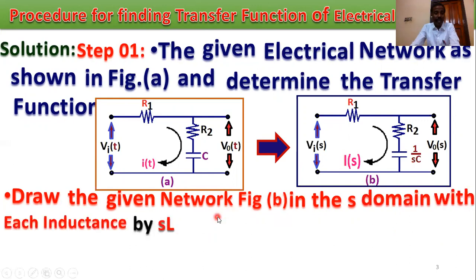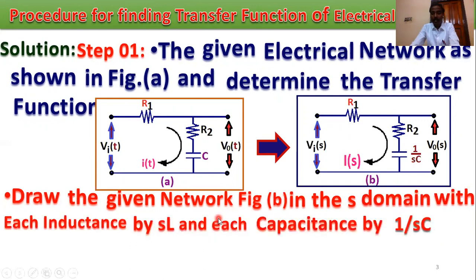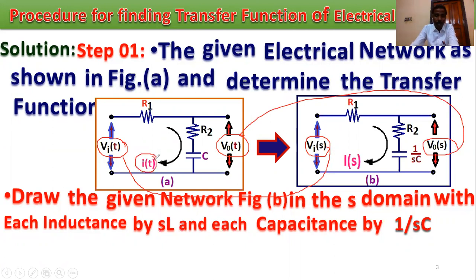With each inductance replaced by SL and each capacitance by 1/SC. In this case, Vi(t), the input voltage, goes from time domain to frequency domain as Vi(S). V0(t) becomes V0(S), and the loop or mesh current i(t) is equivalent to I(S), and capacitor C is equivalent to 1/SC. So this is the frequency domain circuit.